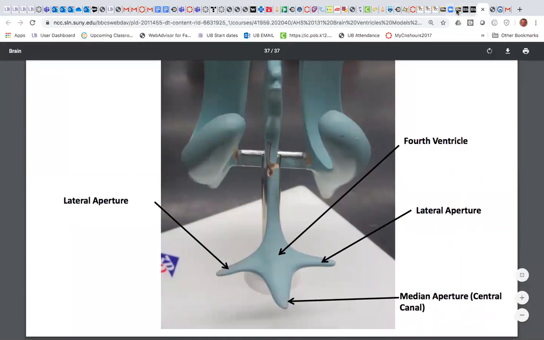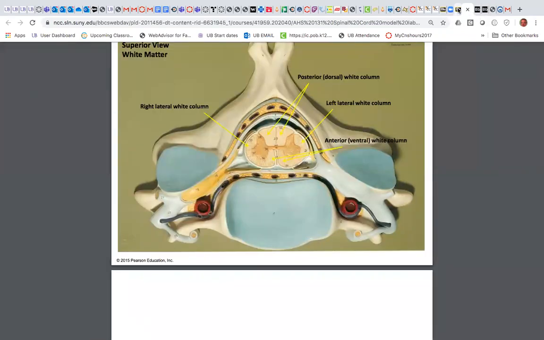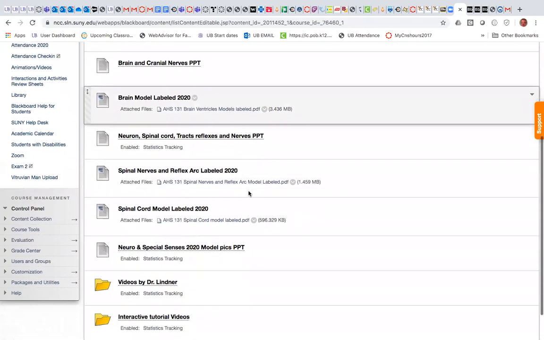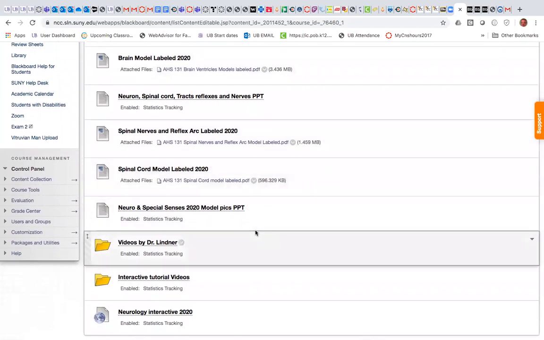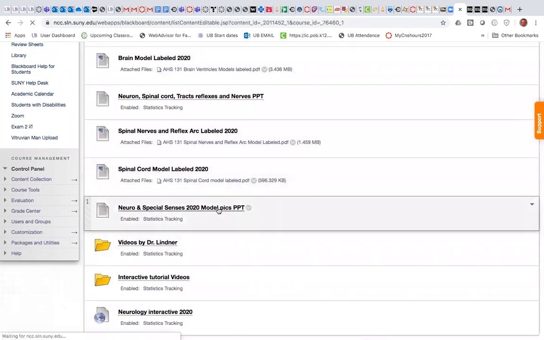Okay, and let's see what else we have. Those are three great models. Special senses. Let's just click on this for a sec.